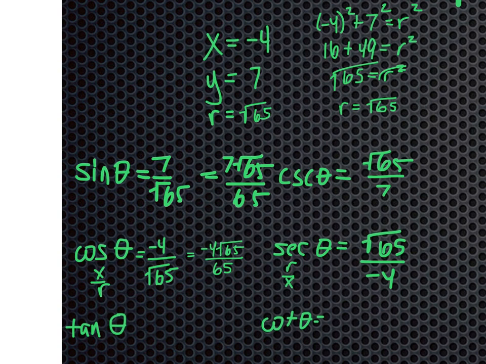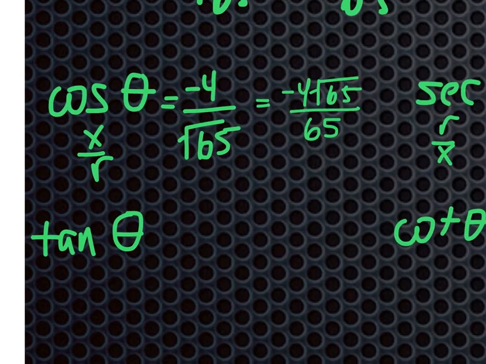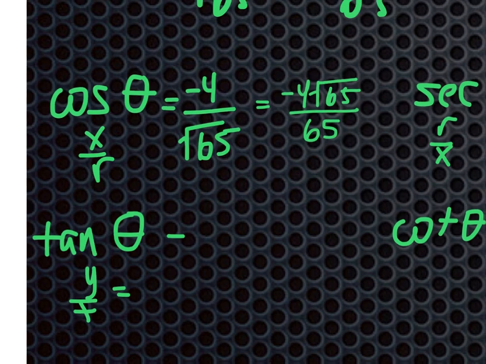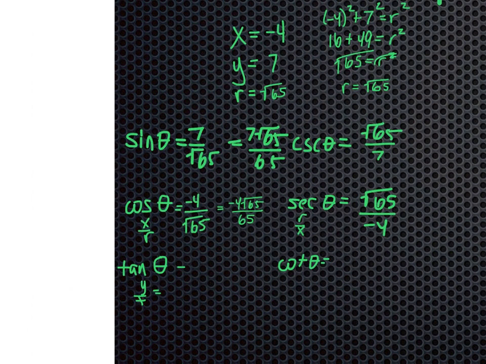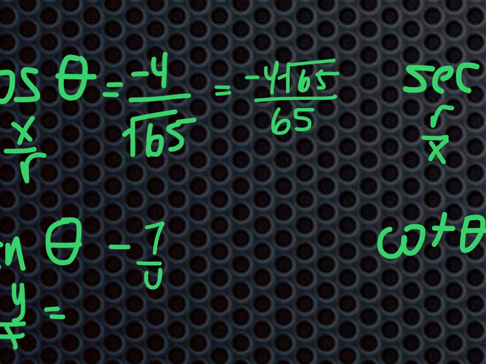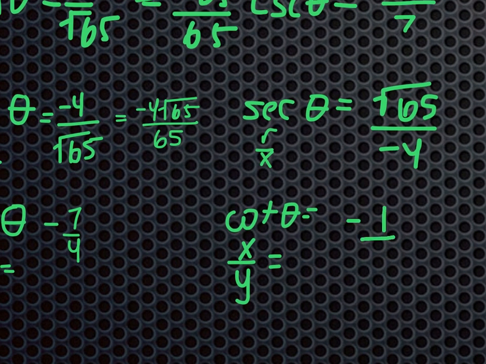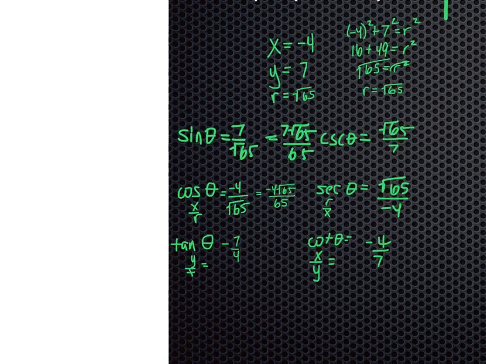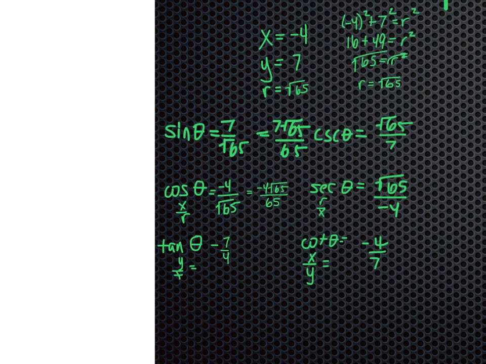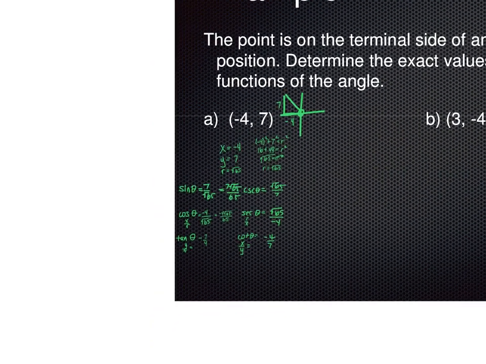Tangent is what over what? So it's y over x. So it happens to be negative 7 over 4. It doesn't matter where you put the negative. So my cotangent is x over y, which is what? Negative 4 over 7. We good? Let's move on to this one.